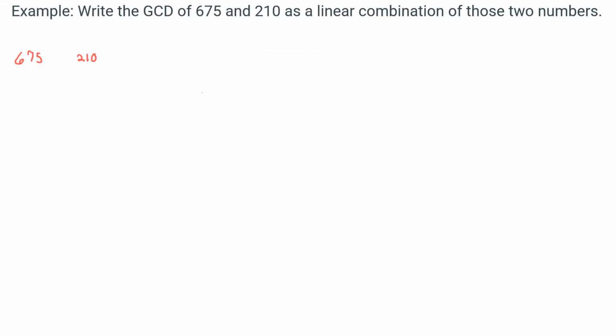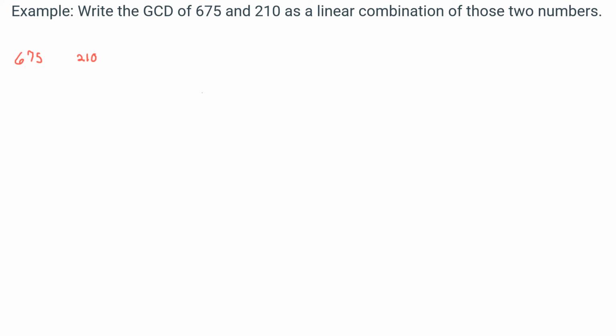Now we're going to work through one more problem like this. This one will be a little different in that we'll have more than just two equations to put together. So you'll see how we handle this process if there's more than two equations that you come up with. So here's the problem. We're supposed to write the GCD of 675 and 210 as a linear combination of those two numbers.